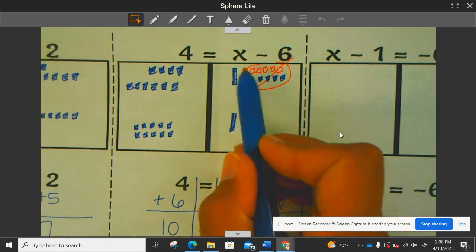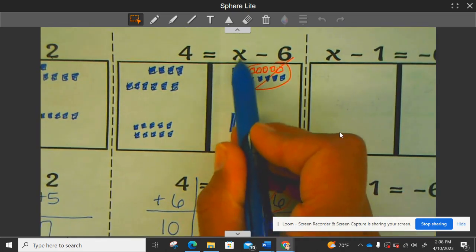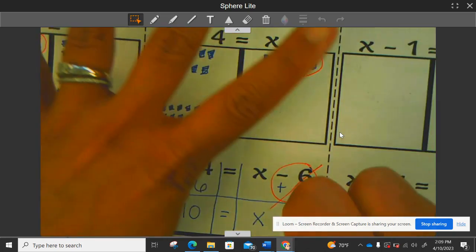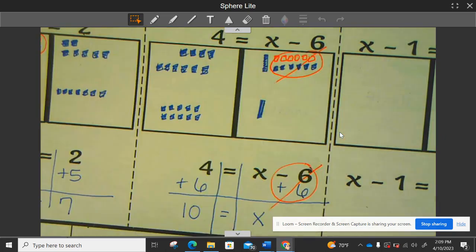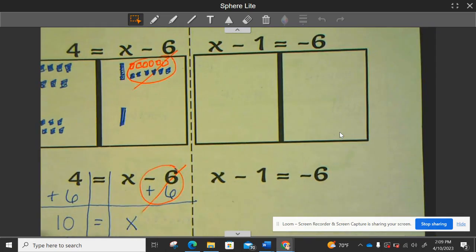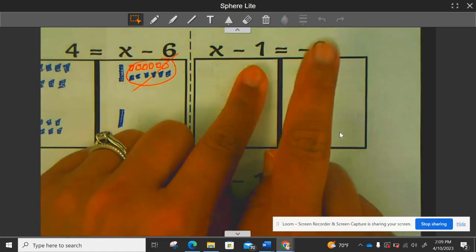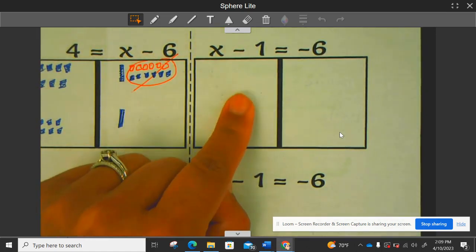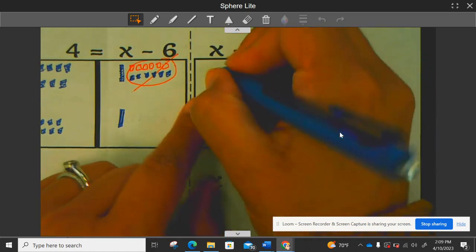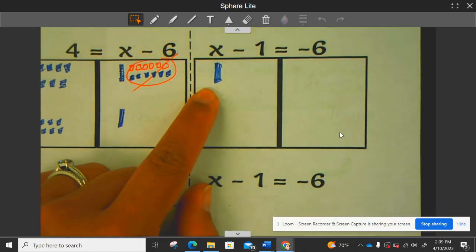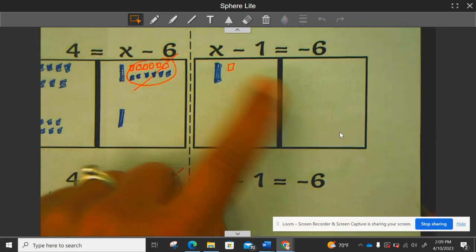And it makes sense because if I plug it in and I have 10, 10 take away 6, I end up with 4, right? All right, let's take a look at this next one. Now I have x minus 1. So I have x minus 1 equals.